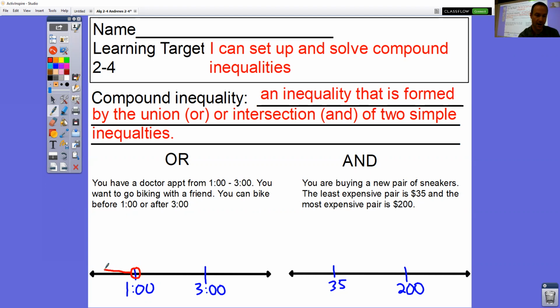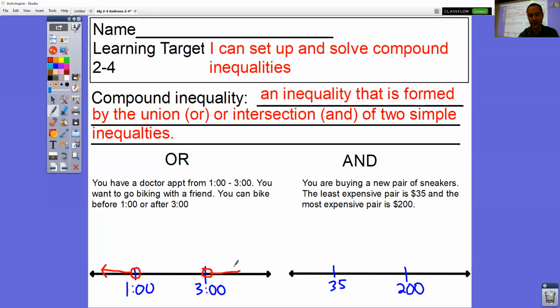So you're free all in this area, less than 1 o'clock, right? Because you're free before that, but not including 1 o'clock. You're free up until 12:59 and 59 seconds. But as soon as 1 o'clock hits, boom, you're not free. So that's why we're using an open dot, because it doesn't include that 1 o'clock time. And your doctor's appointment goes all the way till 3 o'clock. So right at 3 o'clock, you're still at the doctor's appointment. All right, so that's going to be an open dot.